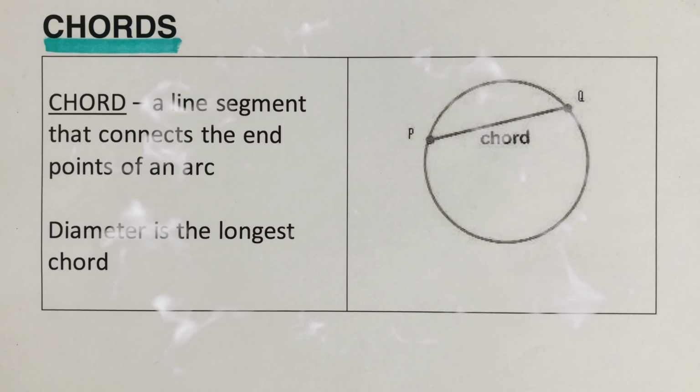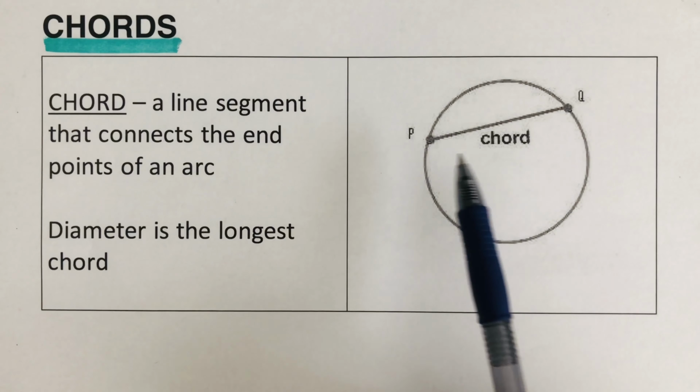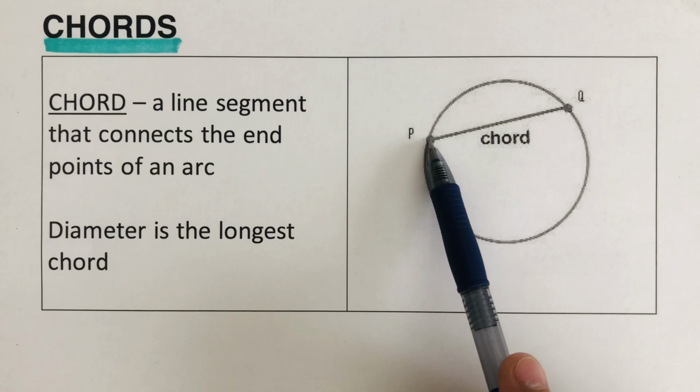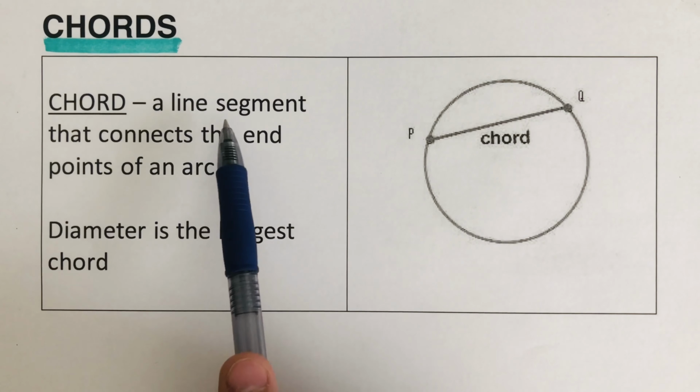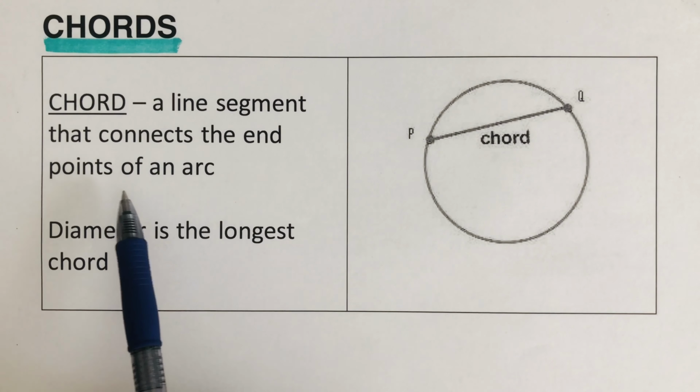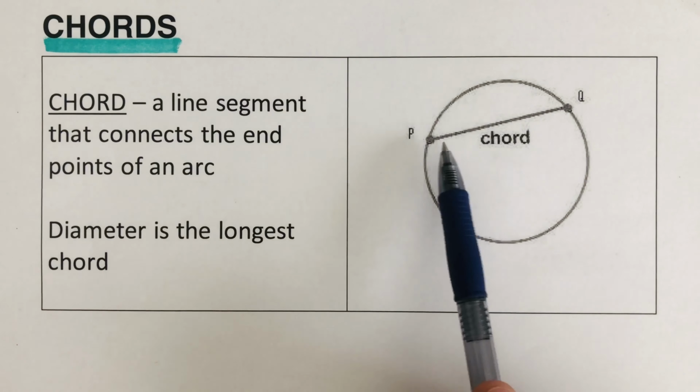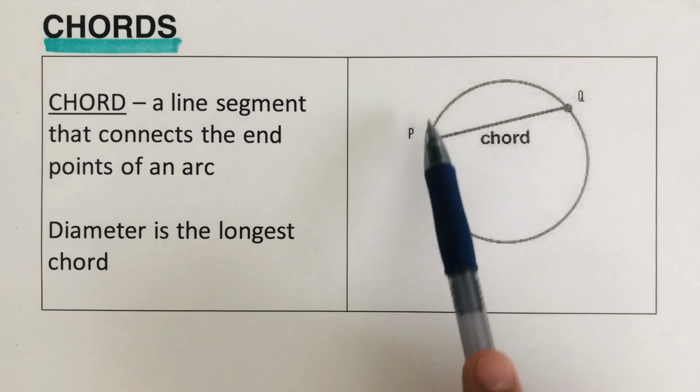Everyone. In this video, we're going to talk about chords. In this picture, I labeled line segment PQ as a chord. So what's a chord? A chord is a line segment that connects the endpoints of an arc. So there's one point here and the other point here, and both of these endpoints should touch the circle.